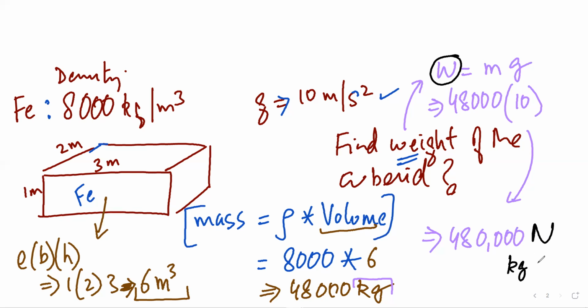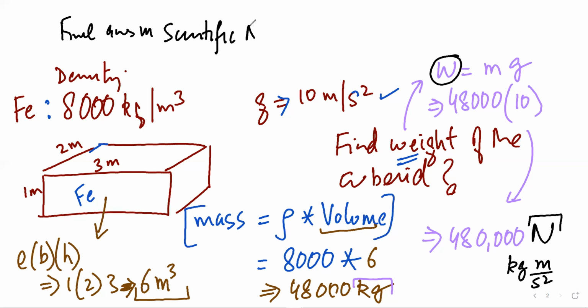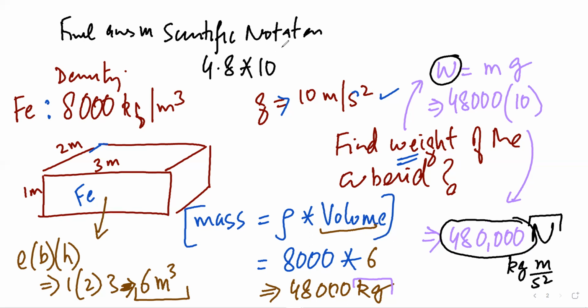Sir, please do not write this as kg meter per second square, because you have been told that the unit of weight is Newton. Any doubt about this numerical? No, sir. And of course, what your teacher might ask is that she needs the final answer in scientific notation. Then you'll have to write this as 4.8 into 10 raised to 5 Newton.